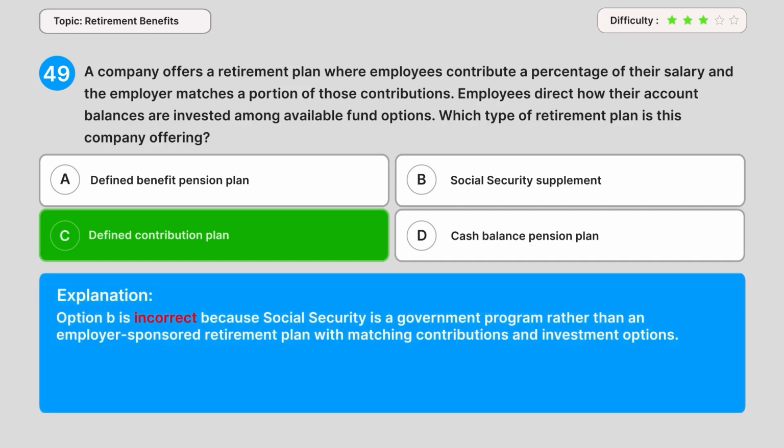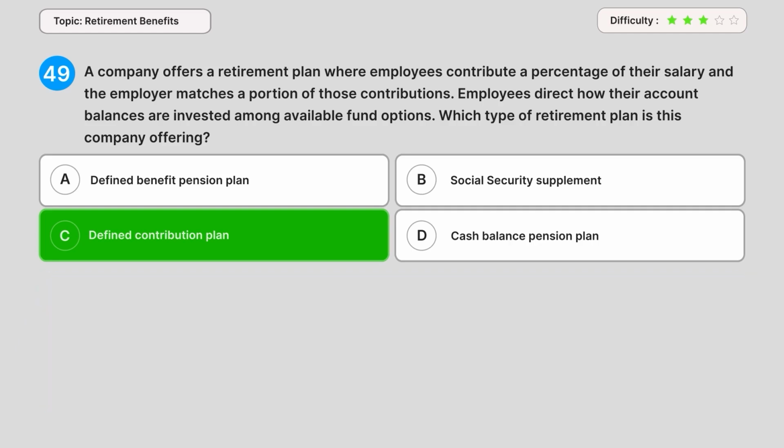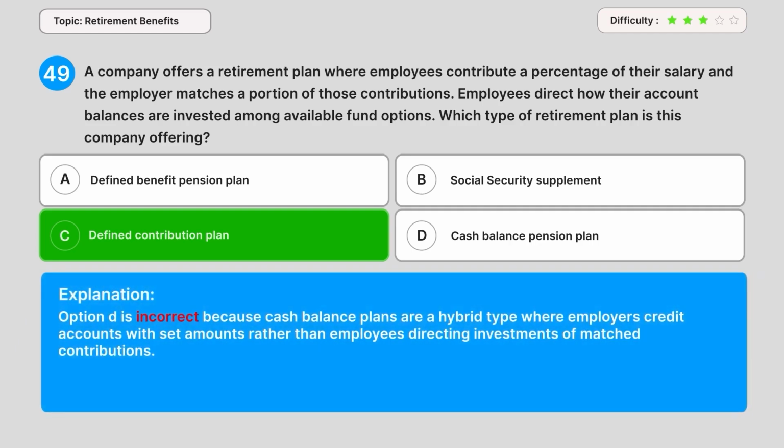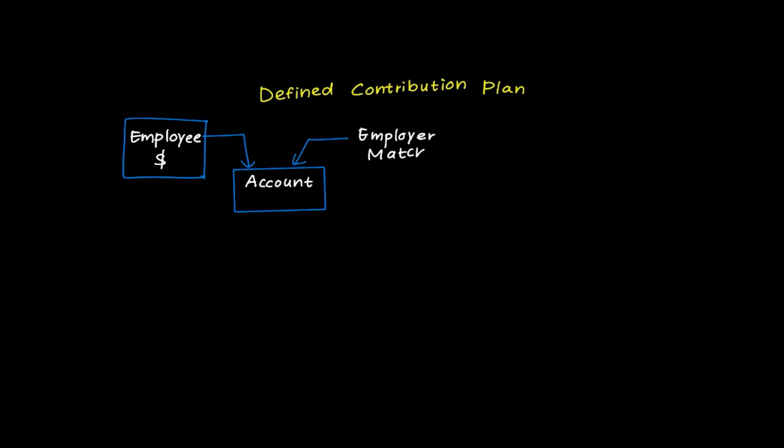Option B is incorrect because Social Security is a government program rather than an employer-sponsored retirement plan with matching contributions and investment options. Option D is incorrect because cash balance plans are a hybrid type where employers credit accounts with set amounts rather than employees directing investments of matched contributions. A defined contribution plan is where employees and employers contribute specific amounts, and retirement income depends on how those investments perform.